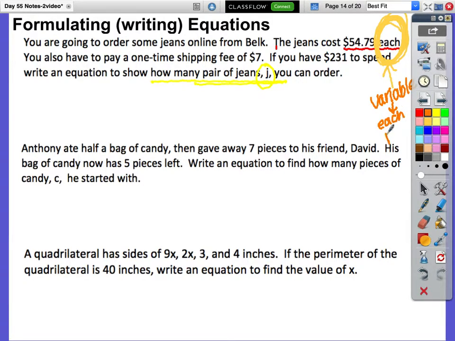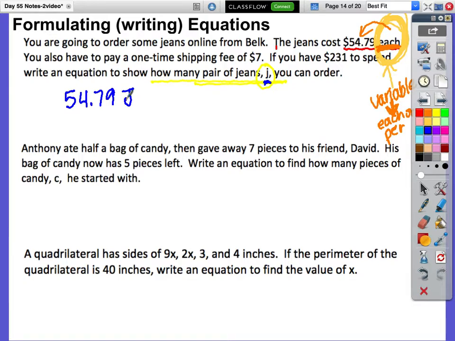and sometimes you might see the word per, like per day or per hour or per person. Those are huge clue words to you that most likely you're going to put a variable with whatever your each word goes with. Here's what that means. Let me switch over to blue so you can see it a little better. You're talking about 54.79 each. That's where your variable is going to go, and they've already told us that we want to use the variable J. All right, so 54.79 J.